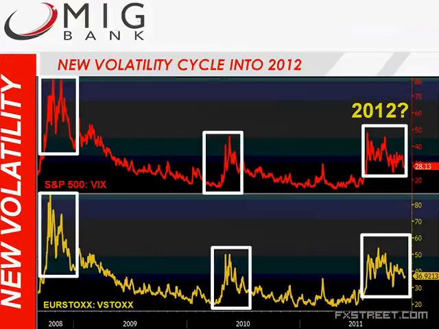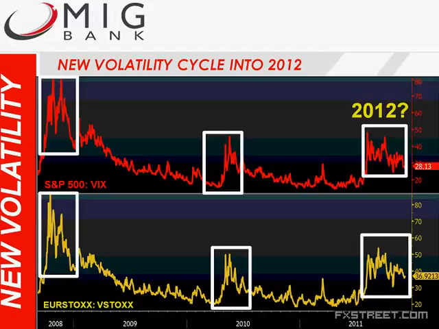Now, it's important to keep in mind that we are currently in a new volatility cycle, which is likely to take us into 2012. Keep in mind, I'm saying increased volatility for the first 6 months of next year is more than likely. This is what my analysis suggests is highly probable.